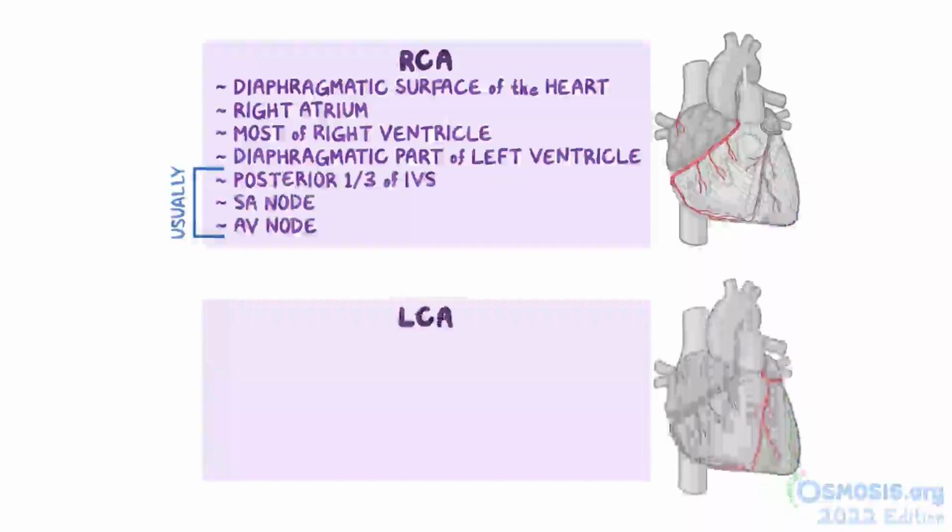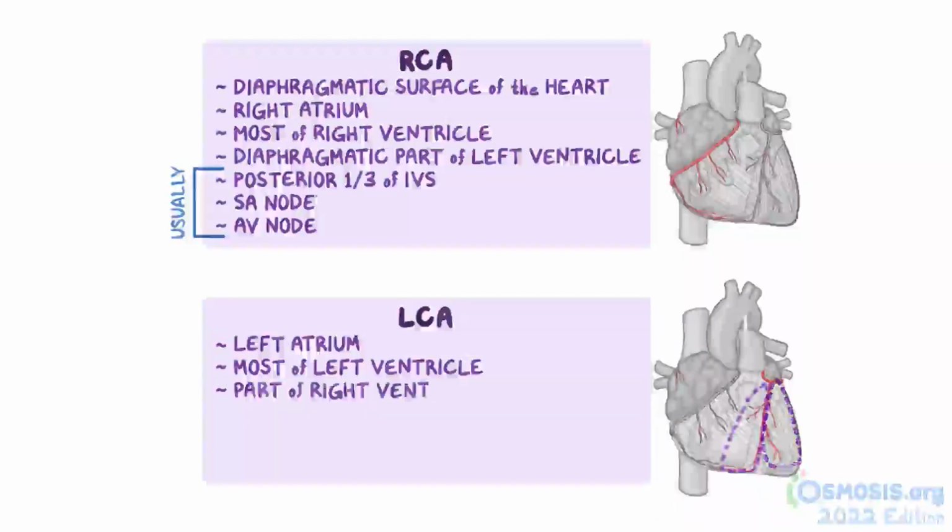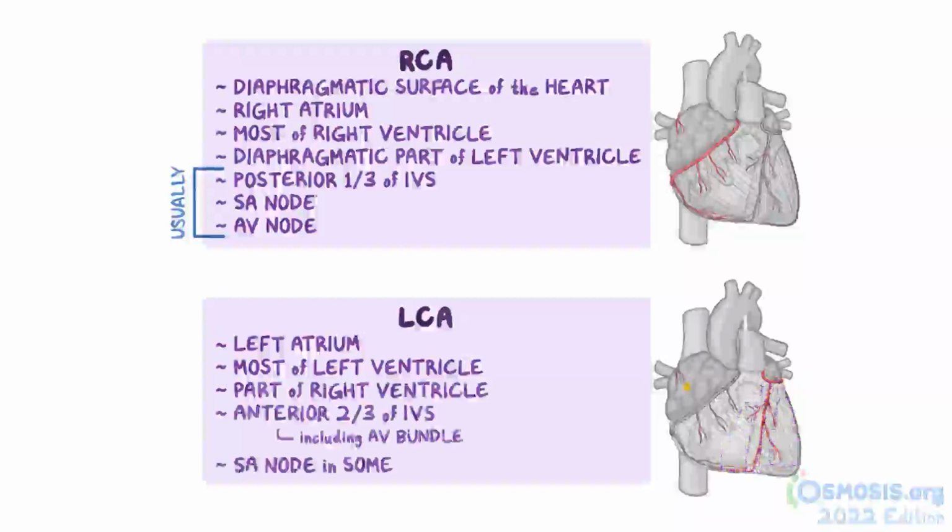The LCA typically supplies the left atrium, most of the left ventricle, part of the right ventricle, the anterior 2/3 of the IVS, including the AV bundle, through perforating IV septal branches, and the sinoatrial node in some people.